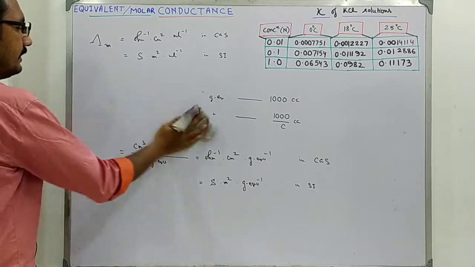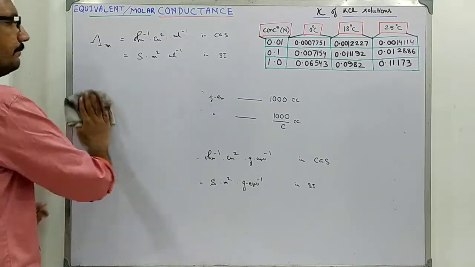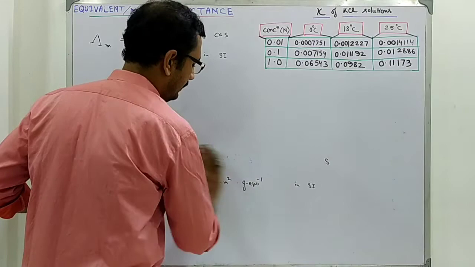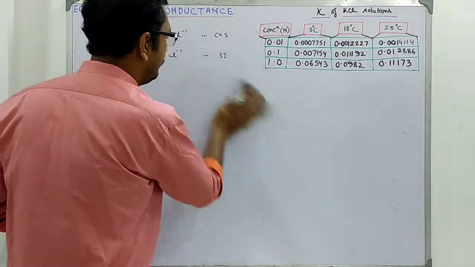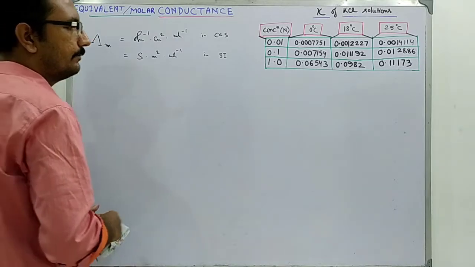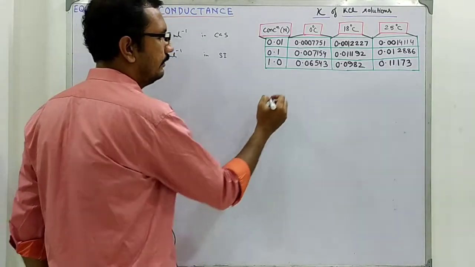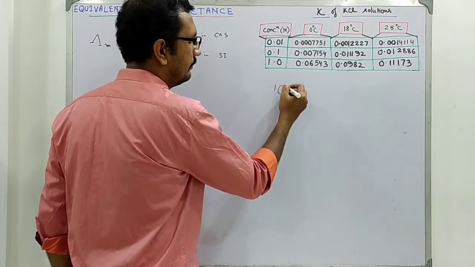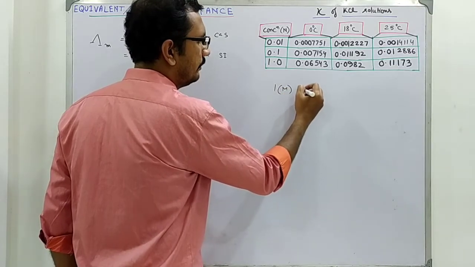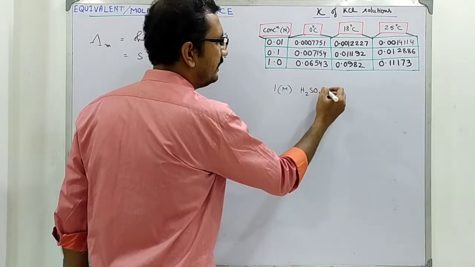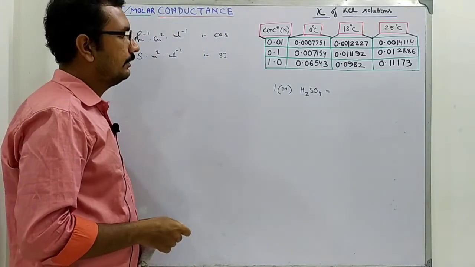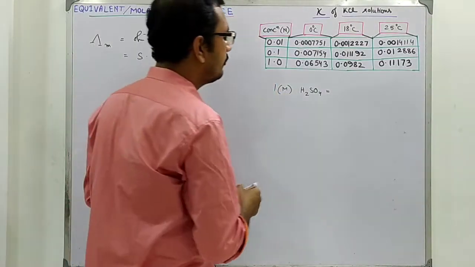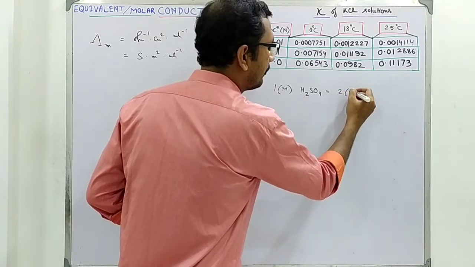Now, one may ask what is the relation between equivalent conductance and molar conductance of the same electrolyte. Do you know what will be the normality of 1 molar H2SO4? The normality of 1 molar H2SO4 is 2 normal.